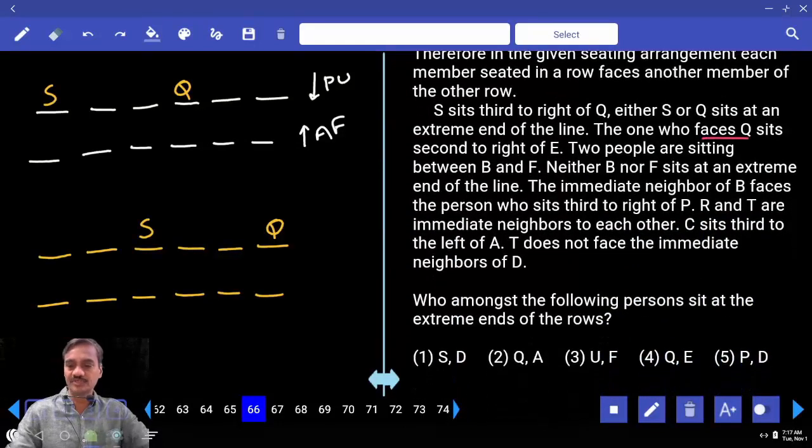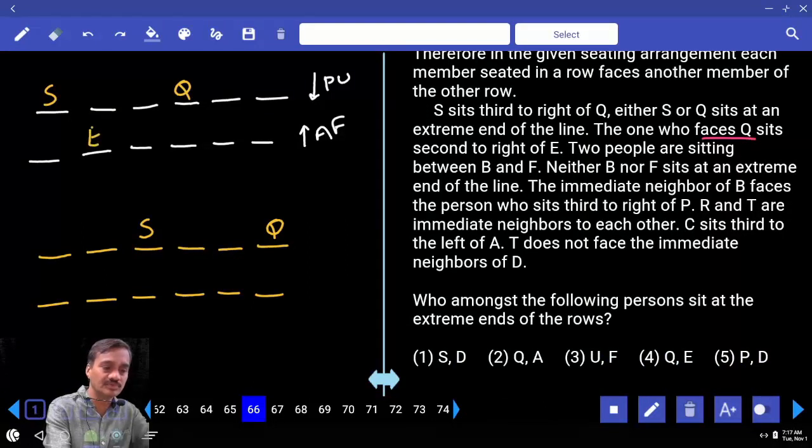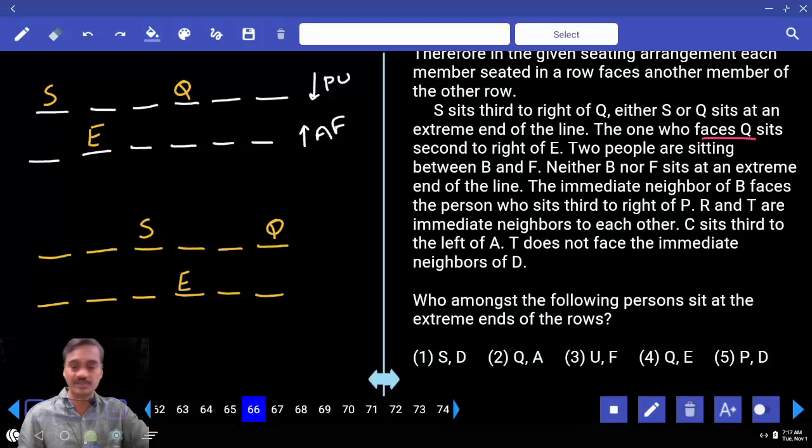The one who faces Q sits second to the right of E. The one who is facing Q, that person is seated second to the right of E. Whoever is opposite Q, he is said to be at the second right of E.